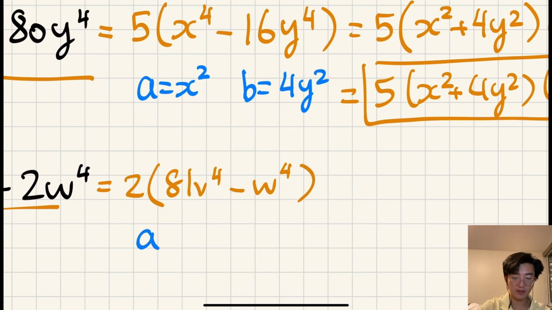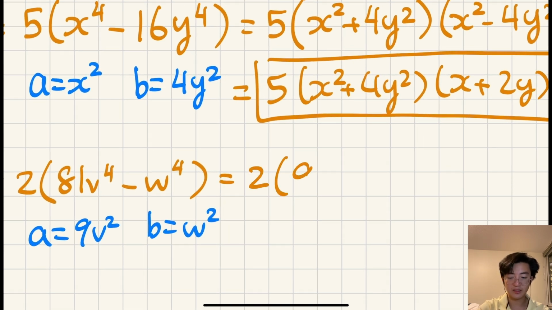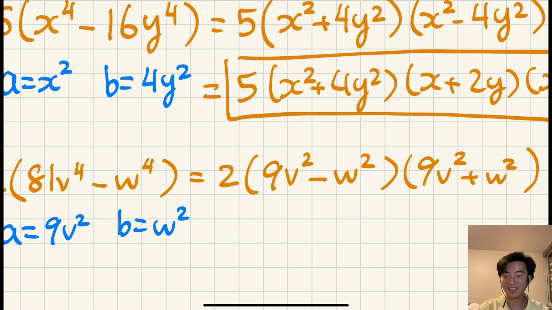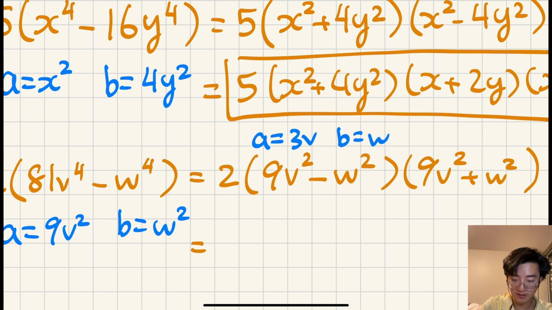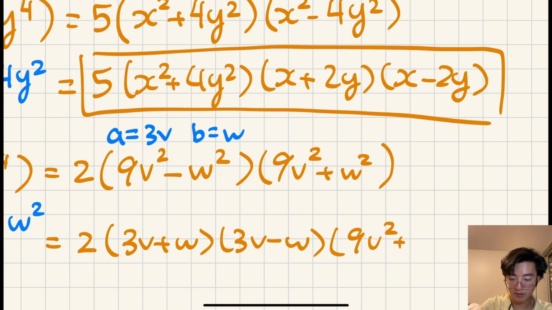The square root of 81v to the 4 is 9v squared. Square root of w to the 4 is w squared. This means we have 9v squared plus w squared. You can probably see where I'm going with this, right? And would you look at that? Once again, we can keep using the same formula. Except this time, I don't know if I have space. So 9v squared, square rooted, is 3v. w squared square rooted is just plainly w. This gets us (3v plus w) times (3v minus w) times (9v squared plus w squared).